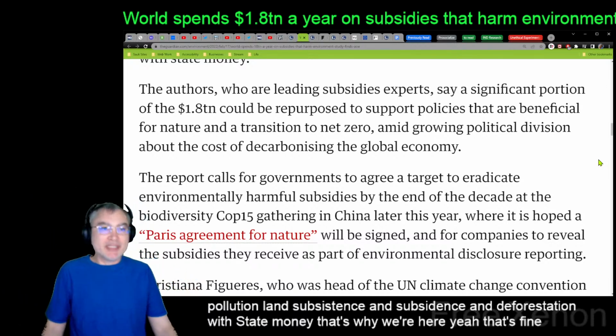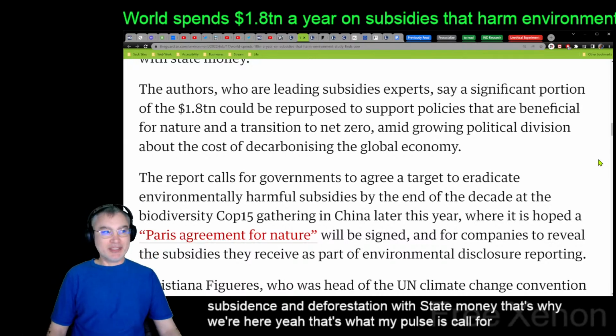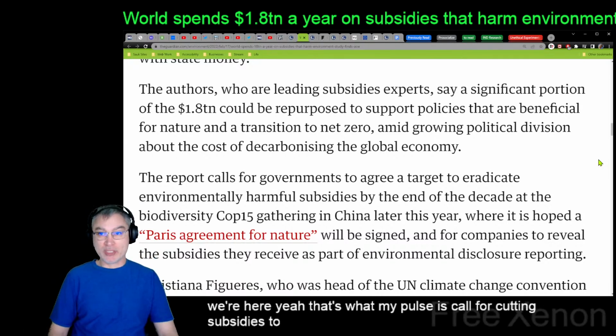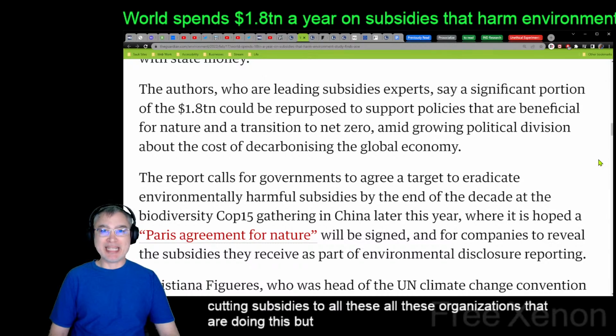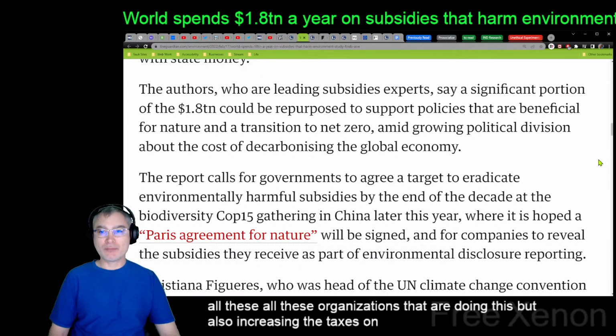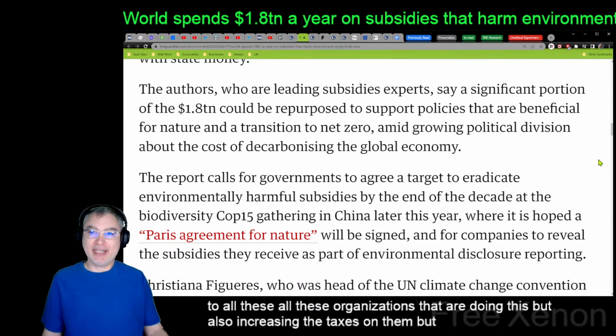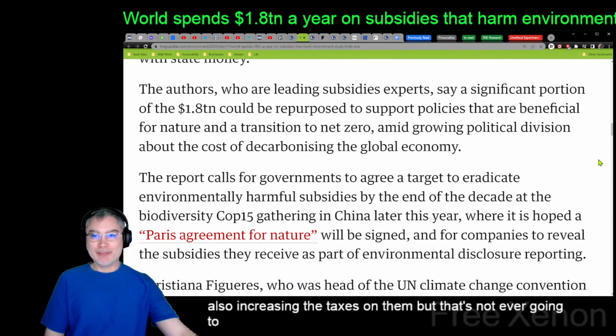Yeah, and that's why my policies call for adding subsidies to all these organizations that are doing this, but also increasing the taxes on them. But that's not ever going to happen. But it'd be nice.